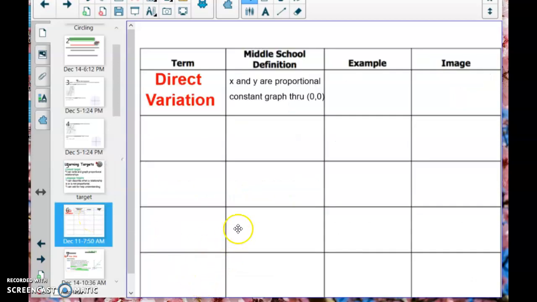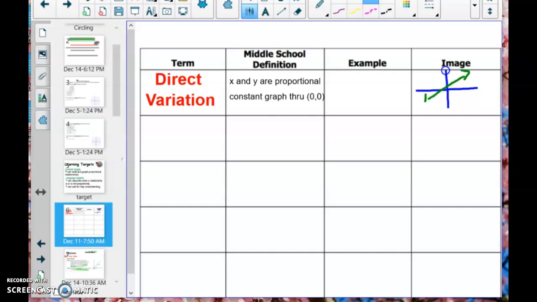First thing you should do is get out your vocabulary packet, and we have one and only one vocabulary word today, and the vocabulary word is direct variation. And it is that x and y are proportional with a constant graph through 0, 0. And what I mean by constant graph is that your graph is a straight line. So when your graph is a straight line, it also has to go through 0, 0.